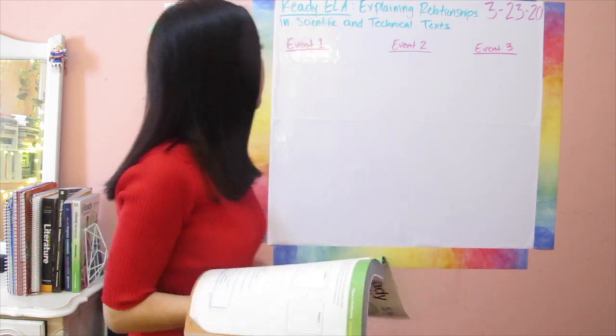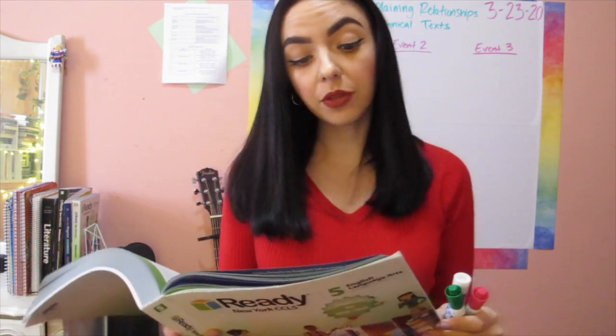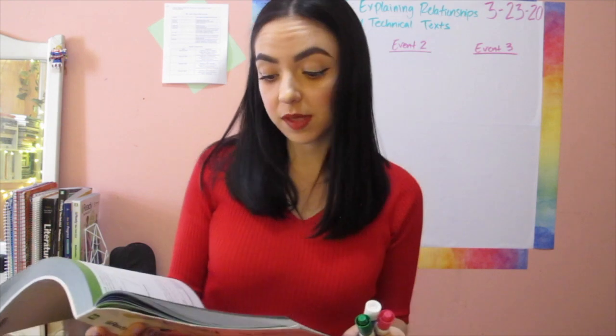We should be on page 52, which is lesson 4A, explaining relationships in scientific and technical texts. So let's read this together. When you read scientific texts, you learn about the natural world. If you read about why lightning strikes or how electricity works, you're reading a scientific text. When you read technical texts, you are learning to make or do something. If you read the directions for using a cell phone, you are reading a technical text. Both scientific and technical texts describe the relationships and interactions between events, ideas, or concepts.